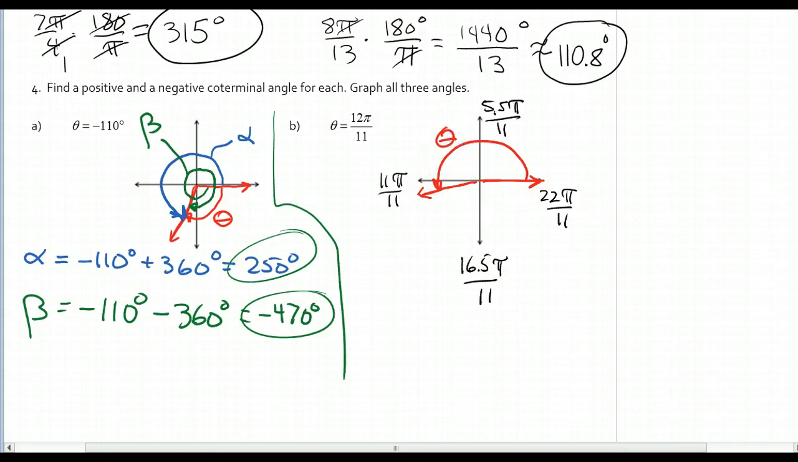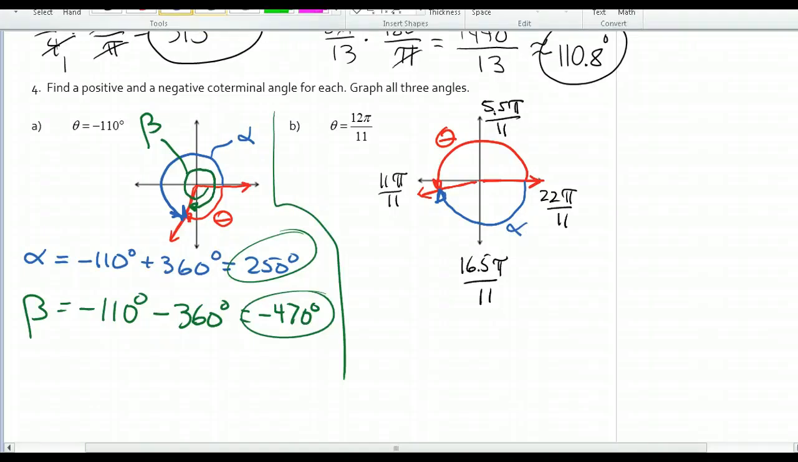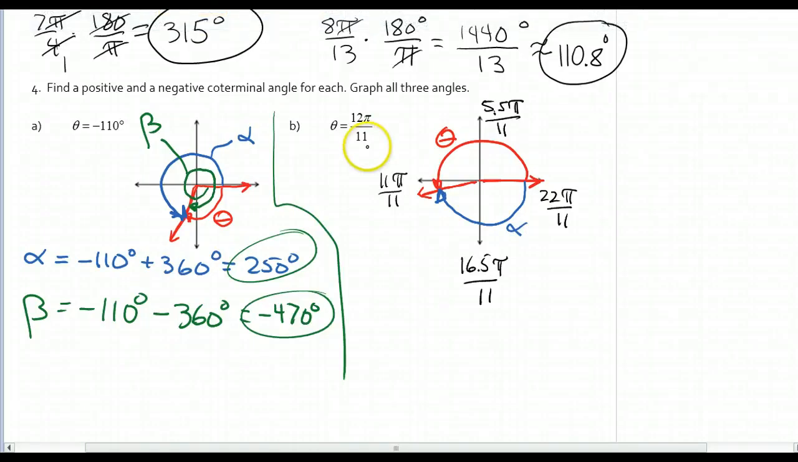And then I'm going to draw in my other two angles. So I know that my next angle has to go the opposite direction and end over there at the terminal side in the third quadrant. So that'll be my alpha. Again, it doesn't really matter what variables you use for them. I just tend to use alpha and beta. And then we need one more angle. Again, we've got a negative one, so we need one more positive.